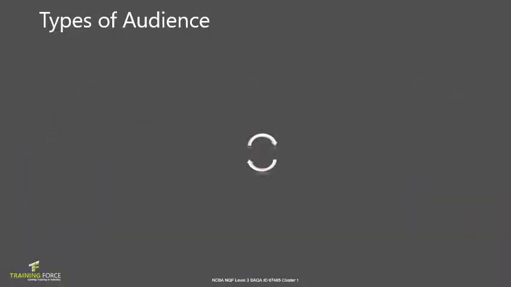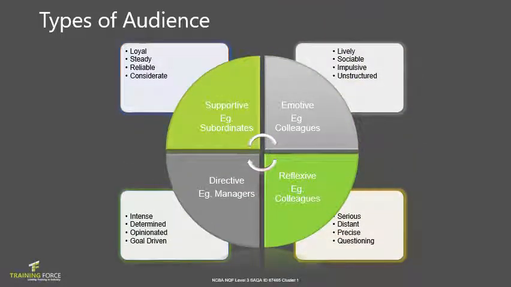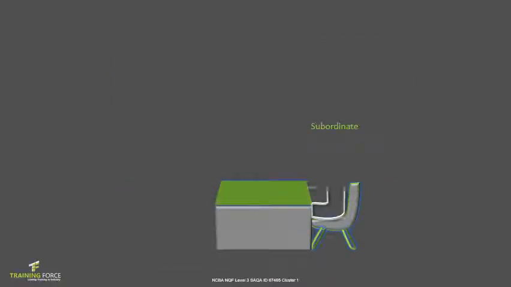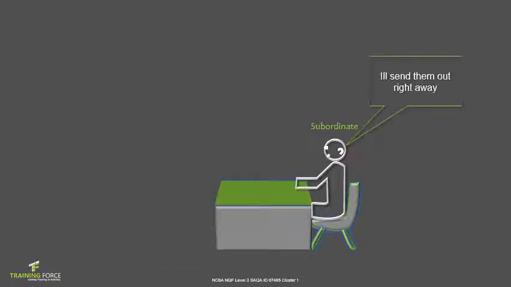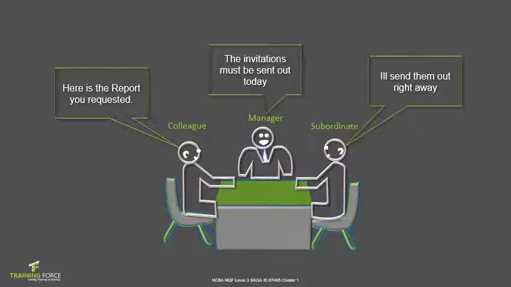Now that you are aware of the communication process, it is necessary to know the types of audience you will encounter in the workplace. Supportive, emotive, reflexive, and directive. Each audience requires a specific type of communication rule. Managers can't expect a subordinate to behave with characteristics of a directive audience, and vice versa. Subordinates are loyal, reliable, and take instruction and direction from the manager. Colleagues, on the other hand, may be supportive, emotive, and/or reflexive. Managers are determined, goal-orientated, and give direction.